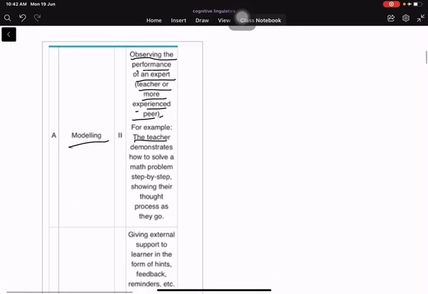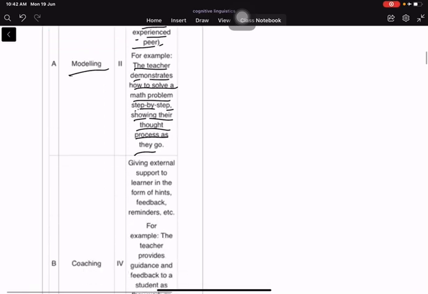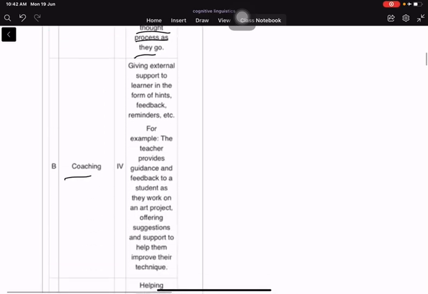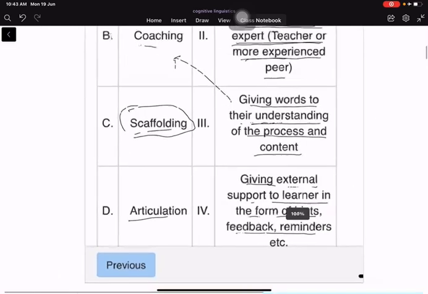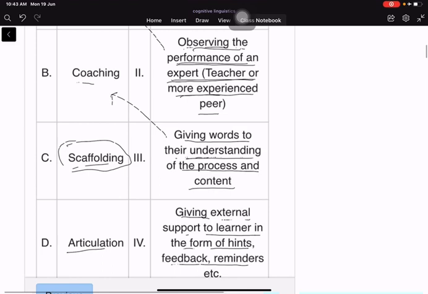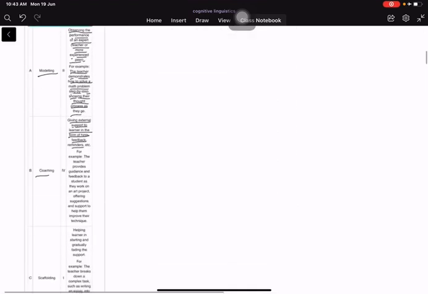The teacher demonstrates how to solve a math problem step by step, showing their thought process as they go. Now, coaching: giving external support to the learner in the form of hints, feedback, reminders, etc. So, giving external support is coaching.